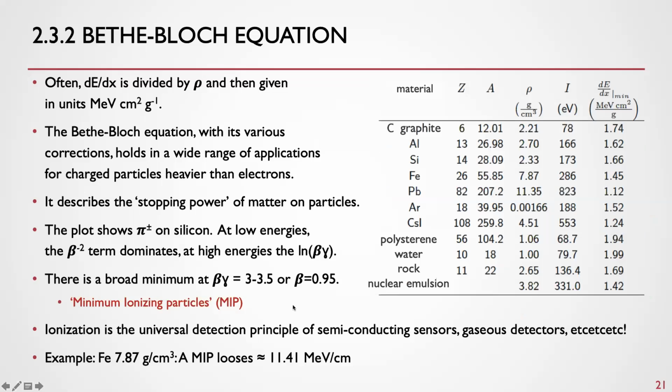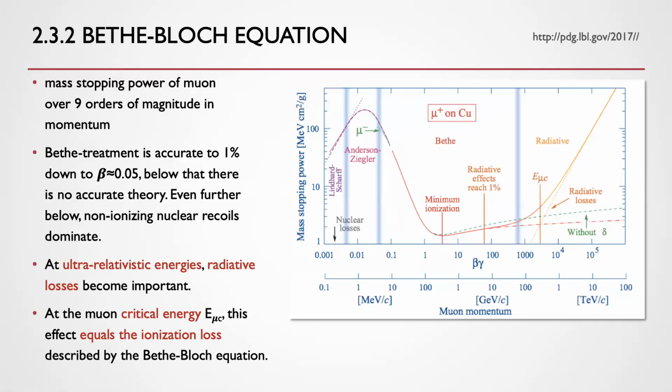Let's take an example. I would really like to calculate this for you, but I need to fix this somehow. It does not work now. Iron, with 7.87 gram per centimeter cubed. The loss of a minimum ionization particle is 11 MeV per centimeter. So if you have a muon, for example, it loses only 11 MeV per centimeter.